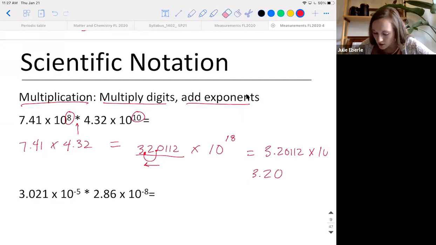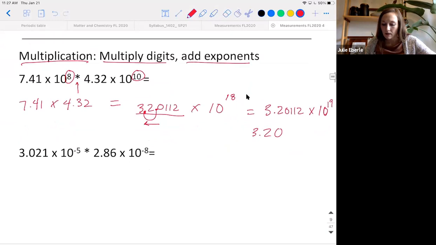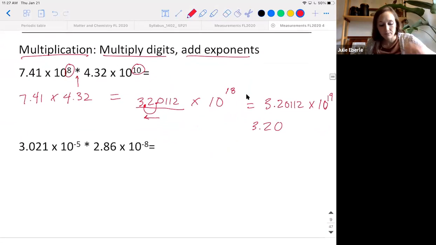Oh, not 18. Sorry, this should change now. It should be times 10 to the, it went up 1, so 10 to the 19. Okay. Any other questions on that?